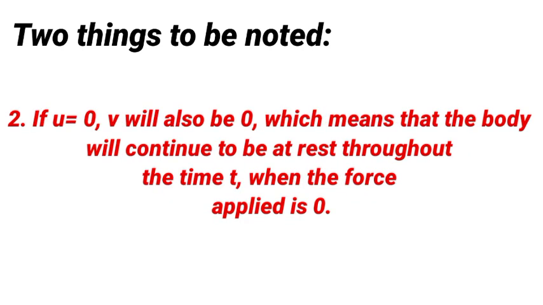If u equals 0, then v is also equal to 0. That means the object is at rest, since its initial and final velocities are both 0 throughout the time period. So if there is no force acting on a body which is at rest, then the body will not gain any velocity, which means that it will continue to be at rest throughout the time t. From this we can conclude that if there is no external unbalanced force applied onto a body, there will be no change at all.